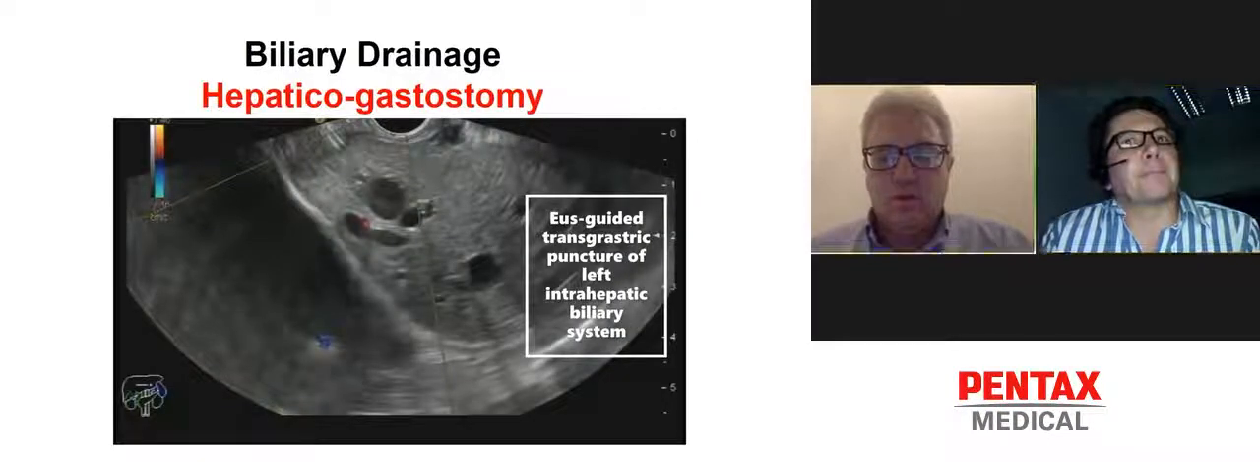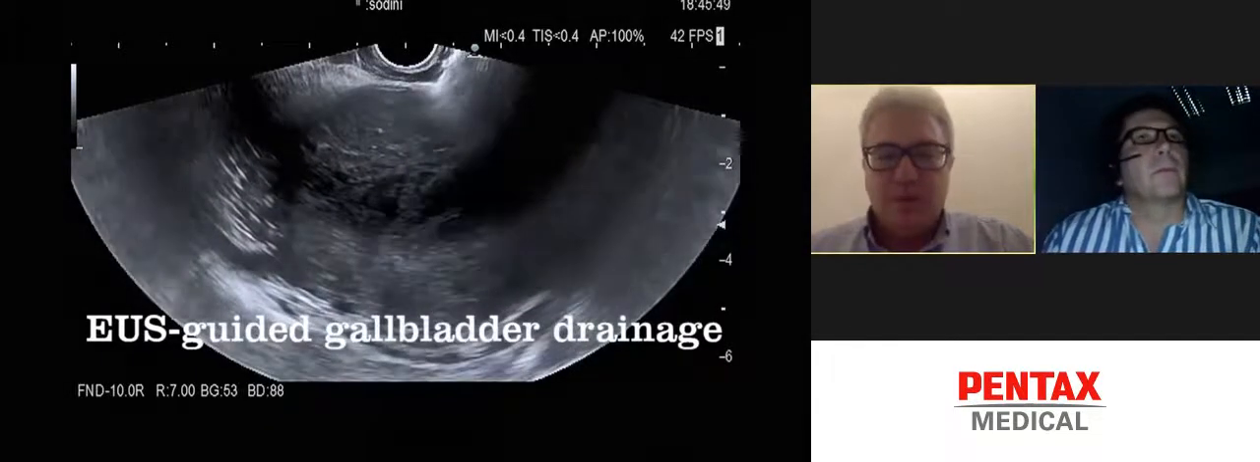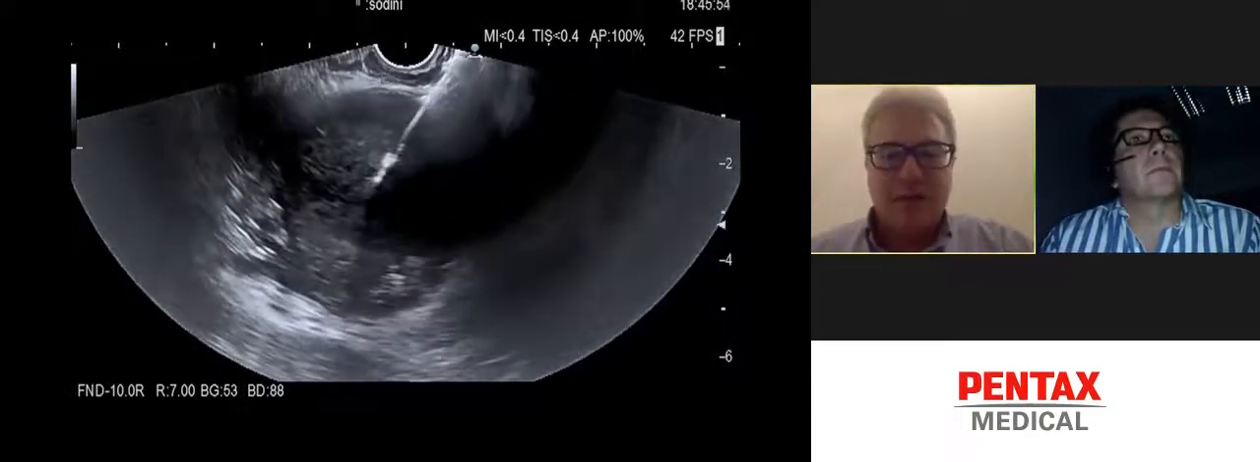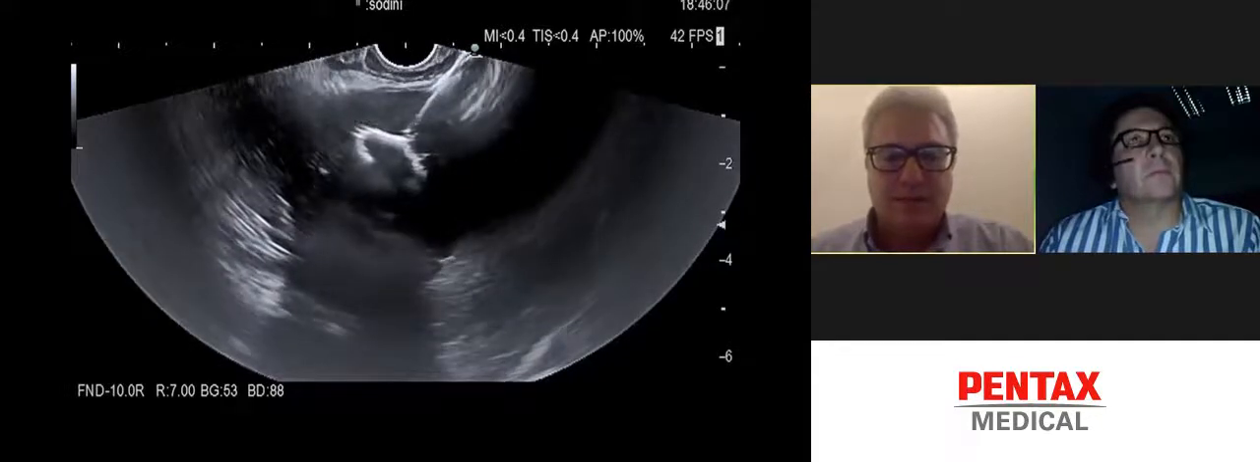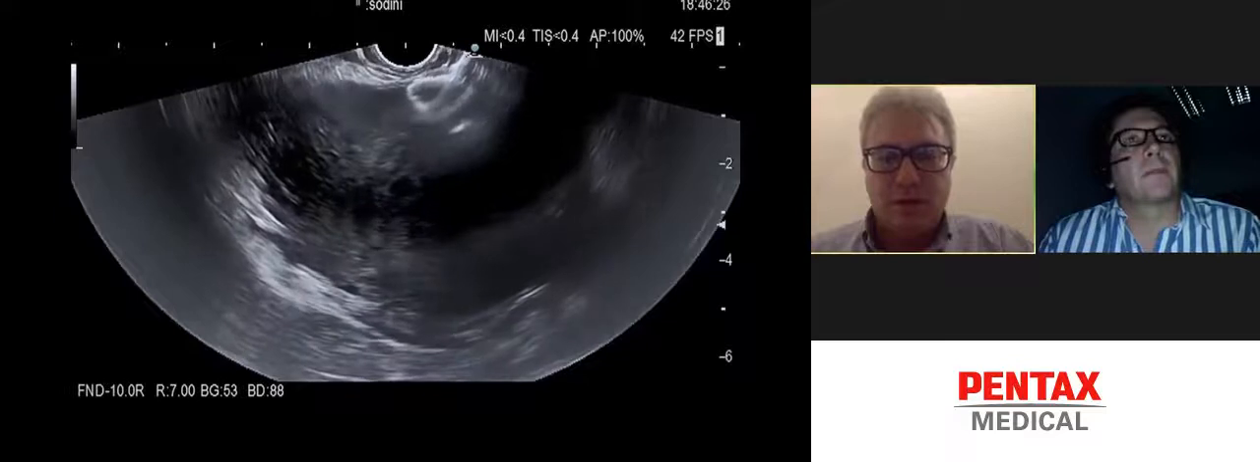So we move to the gallbladder. With a video, this is the usual Hot AXIOS. I think the LAMS, the catheter with the cystotome on the tip, has really changed the way of doing the procedure under EUS. So this is a gallbladder.